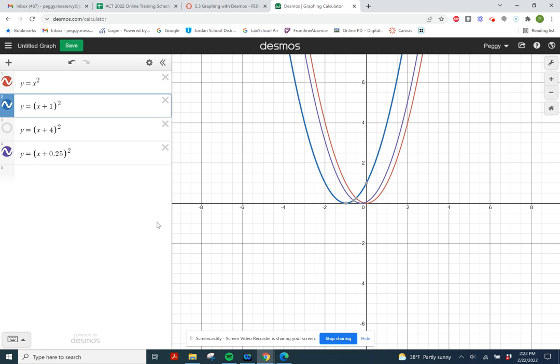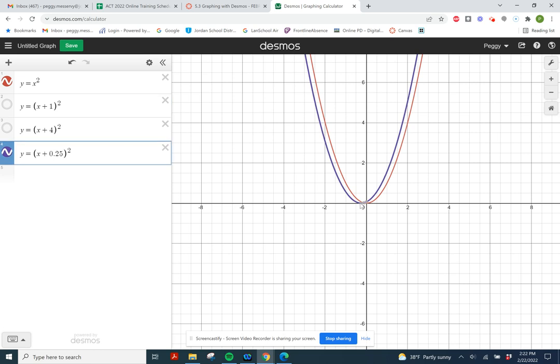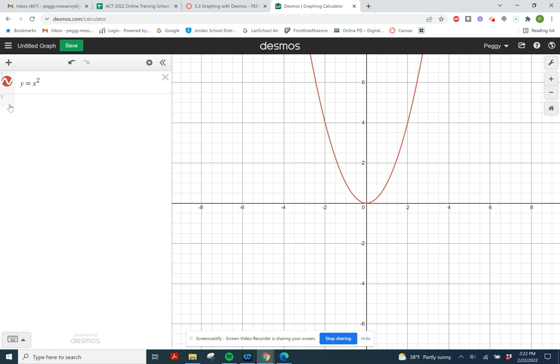So that plus 1 moves it to the left. The purple one barely moved to the left, but it's only a quarter. That's why it looks so close. So we only moved it 1/4 of a unit. Okay, and I'm going to let you play with the k values. I'm going to end this video here. Play with these values a little bit and look at what happens when you change everything.